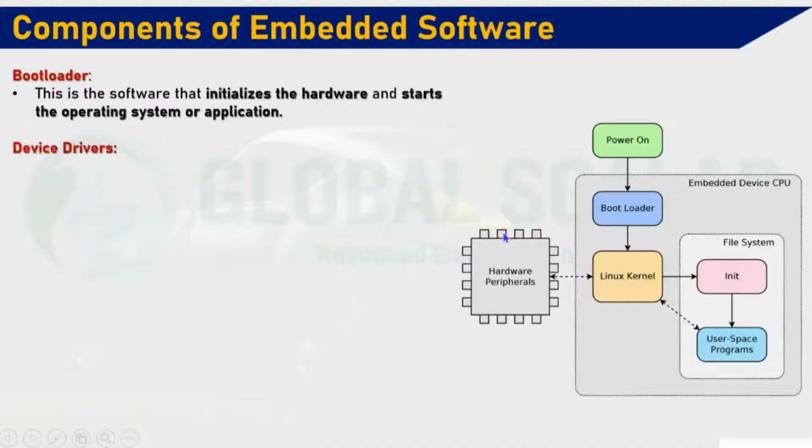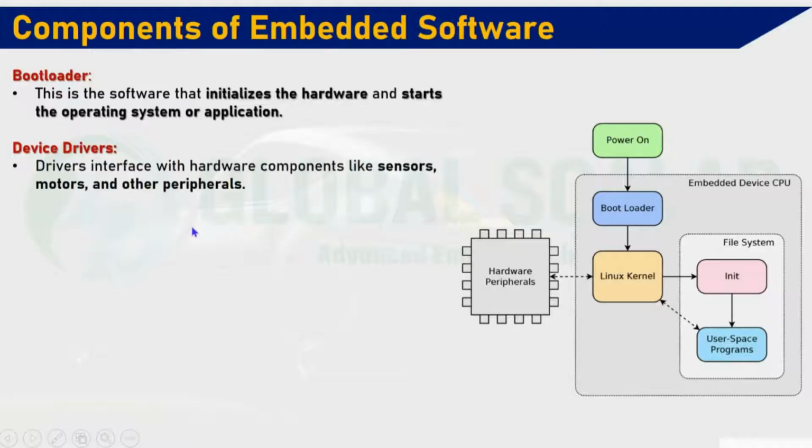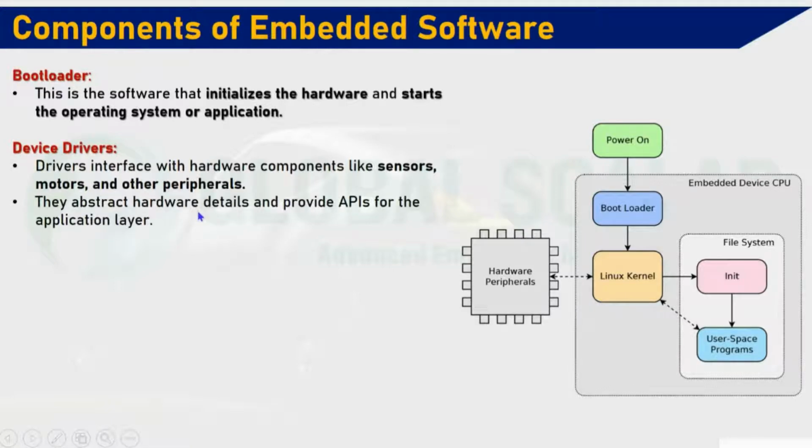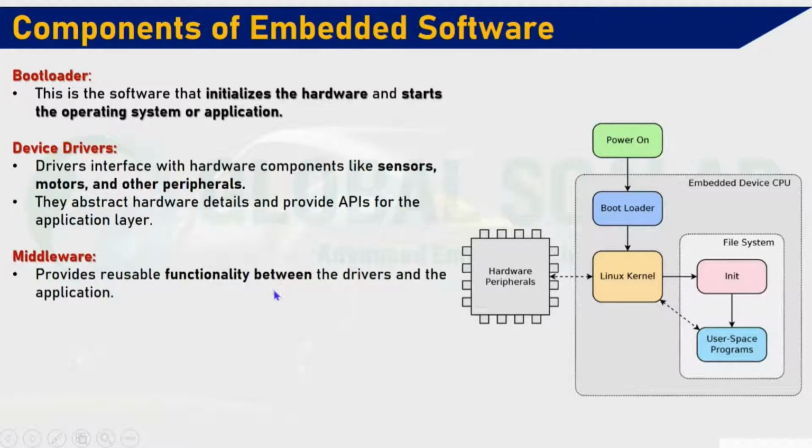So once it is enabled, then the hard drive device drivers, the sensors or the motors, and other peripherals which are connected to the hardware will be configured and connected, and they will start communicating with the help of APIs that are provided in the application layer. And we have the middleware.